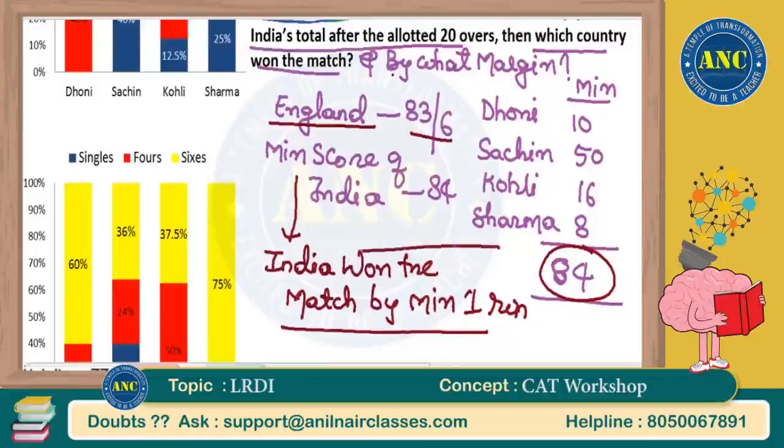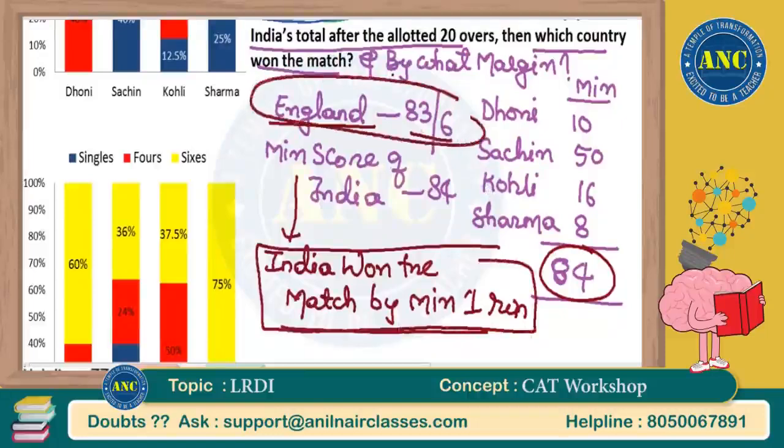India won the match by minimum 1 run. I hope it is clear, right? England's score is 83 for the loss of 6 wickets, and the minimum score of India is 84. So India won the match by minimum 1 run.